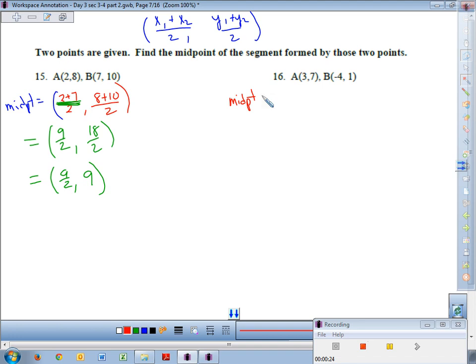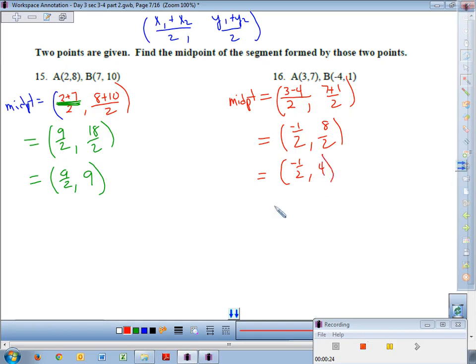Midpoint equals x's. You need to add together, and since you're adding a negative, it turns into subtraction. Just like so. Keep the -1/2, a -1/2. 8 over 2 becomes a 4.